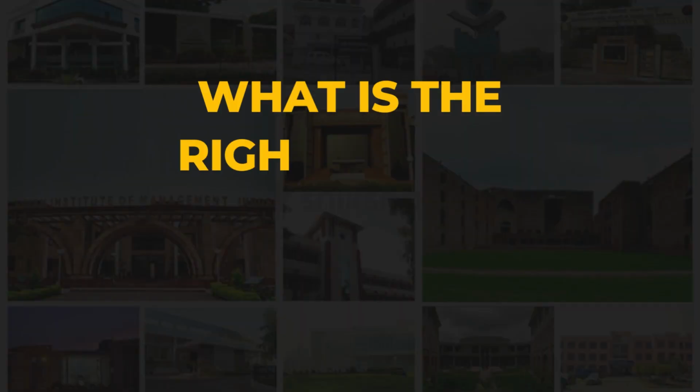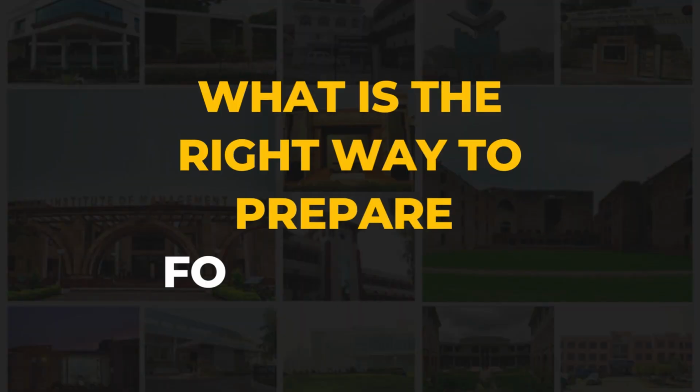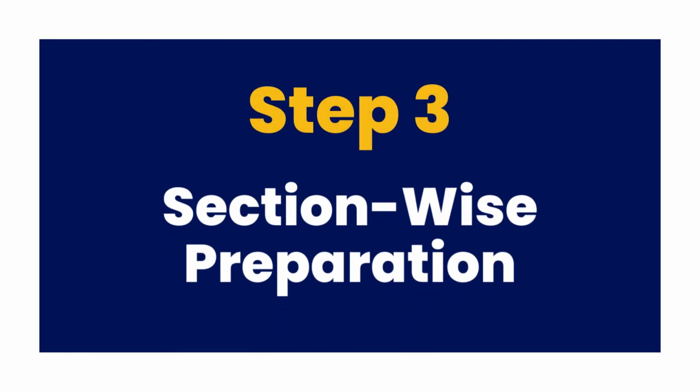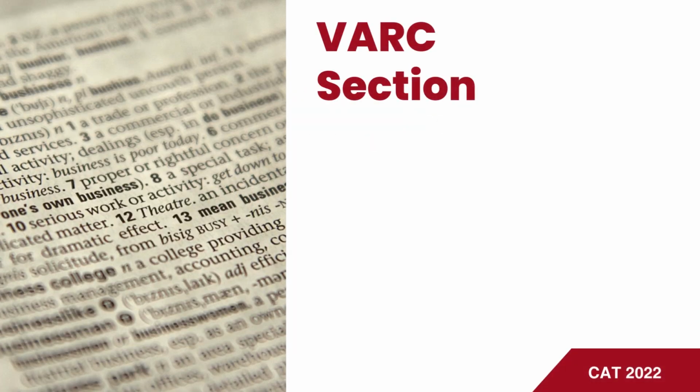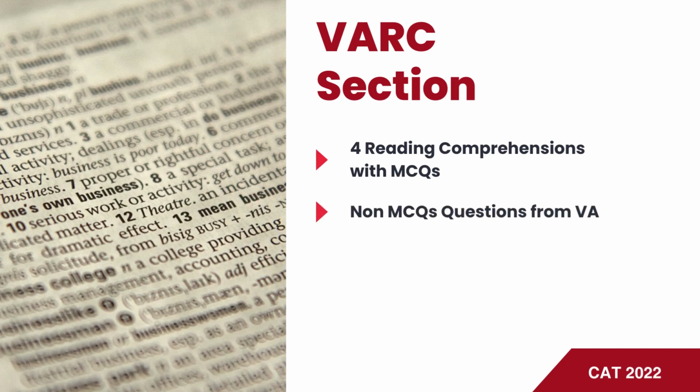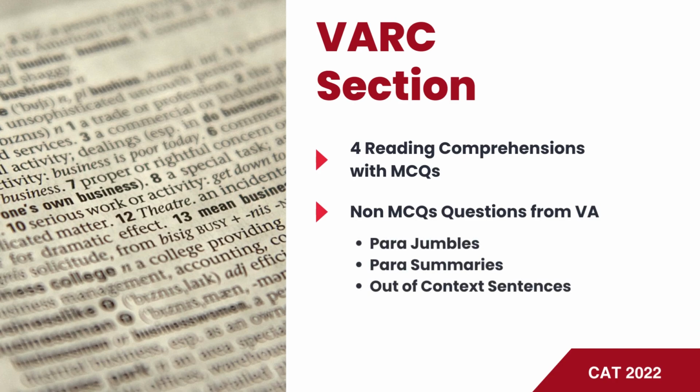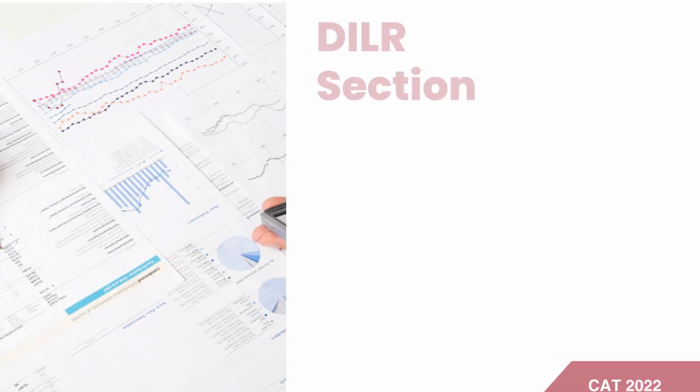Once you have understood your strengths and weaknesses and are done with steps 1 and 2, move on to the third step, which is the section-wise preparation. The recent data collected from the CAT 2022 exam indicates that the VARC section had 4 reading comprehension passages with multiple choice questions. Additionally, there were non-MCQs questions from verbal ability, which included para-jumbles, para-summary, and out-of-context sentences.